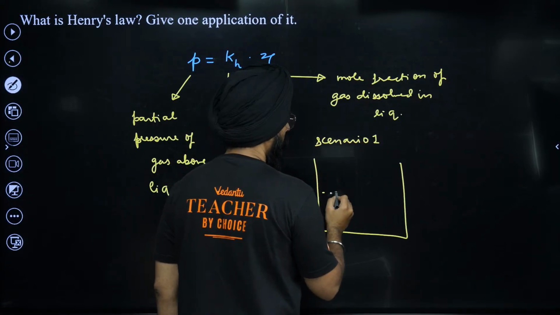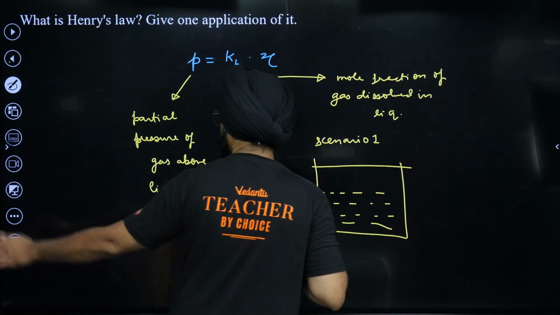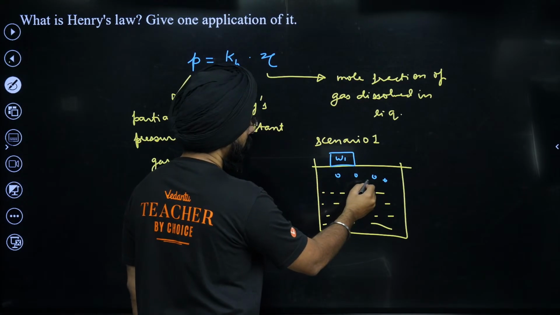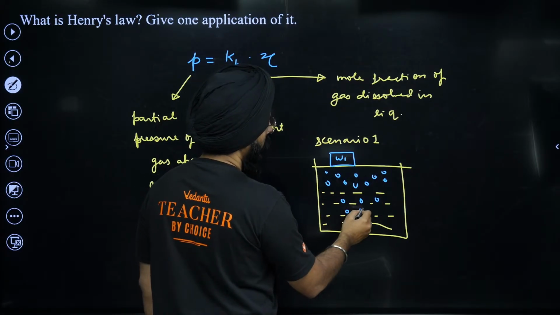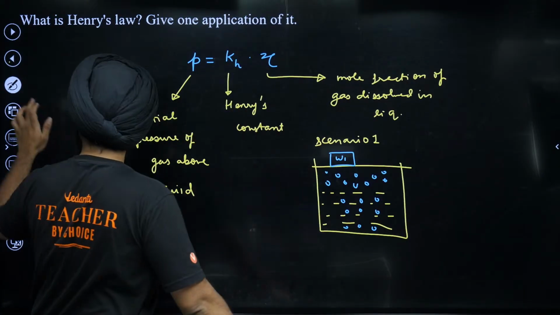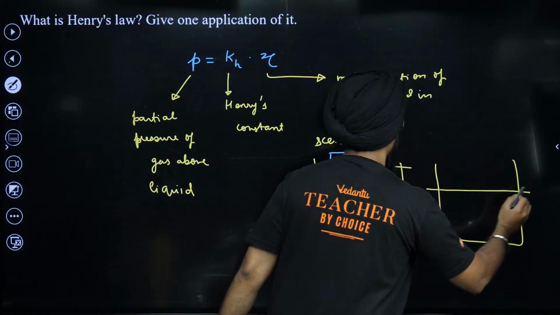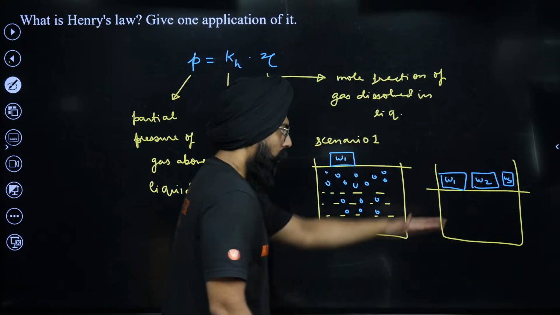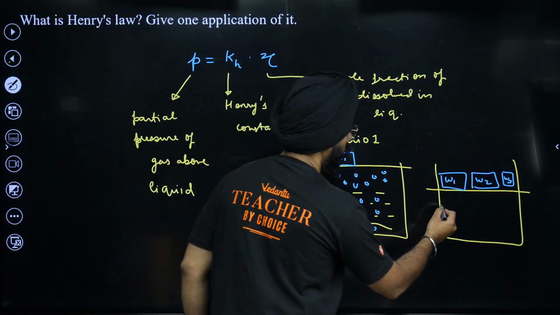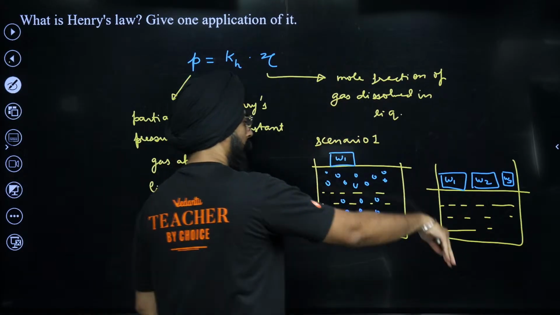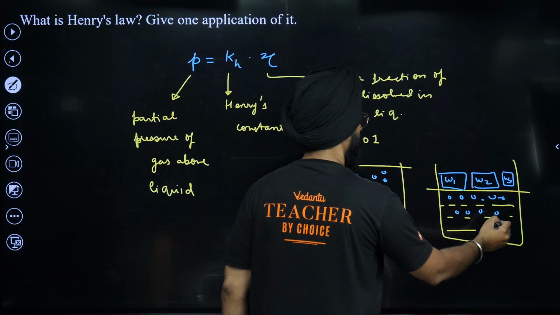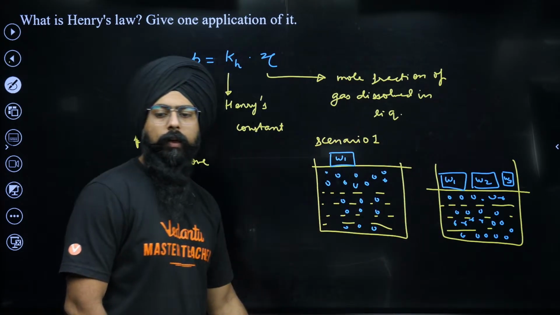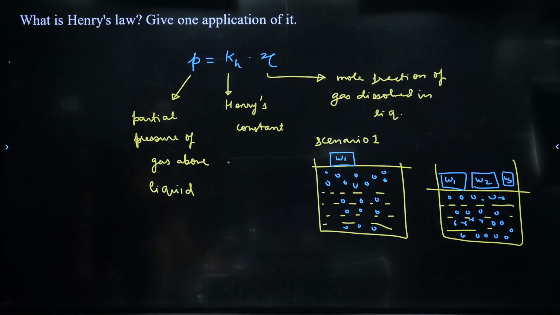Scenario 1. This is the liquid. Let's say it's a closed vessel, and on the closed vessel you have put just one block of weight. So there are some gaseous particles over here, and some of these gaseous particles are dissolved inside the liquid. But now, in the second situation, if I increase the weight on top, weight 1, weight 2, weight 3, I have put more pressure on top. So what will happen now is, I will have more gas in the liquid. If I increase the pressure on top, more gas will be dissolved inside the liquid. So this is how we can explain Henry's law.